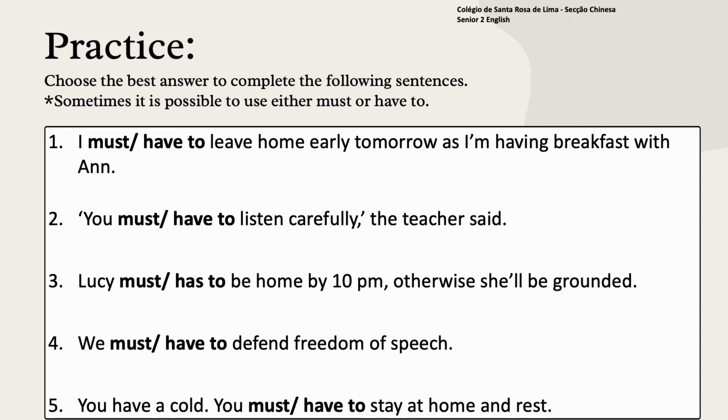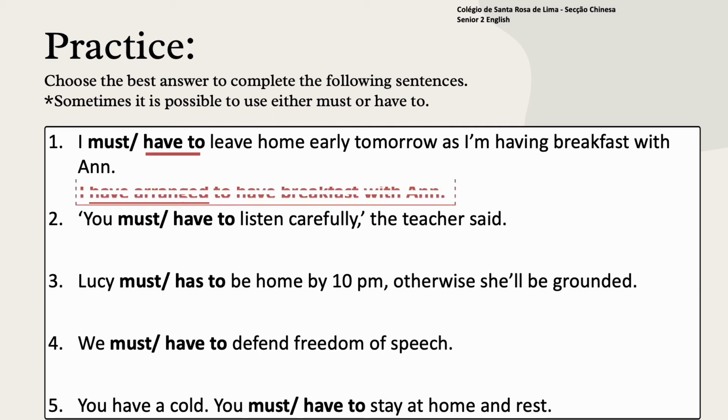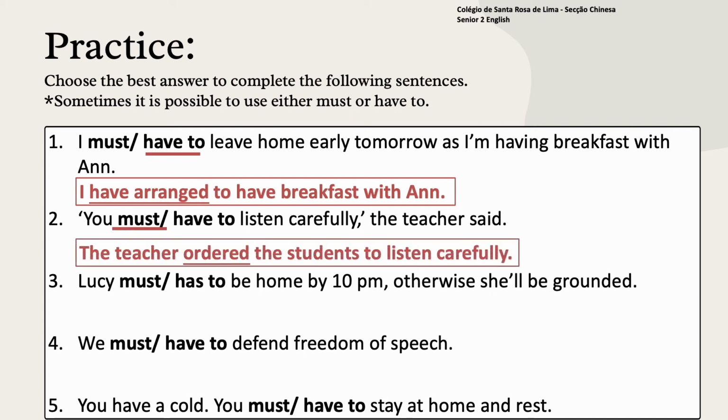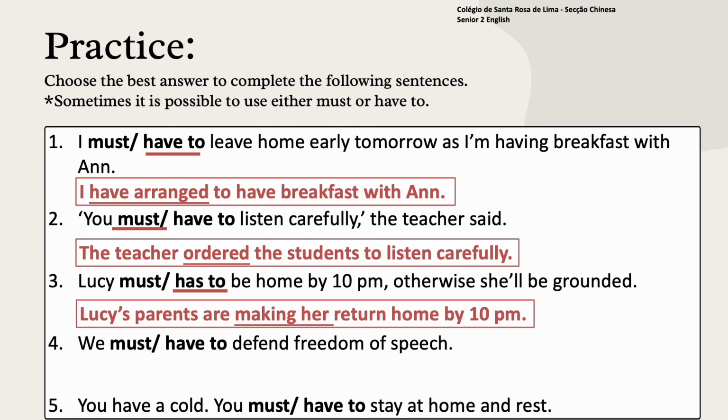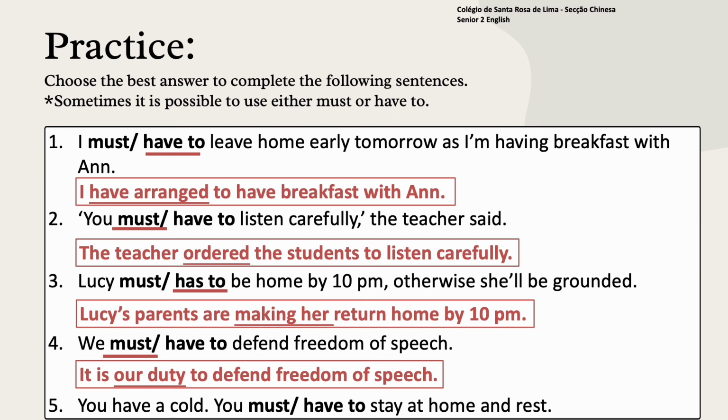Now, let's check the answers together. Question 1. The answer is have to, because I have arranged to have breakfast with Anne. Question 2. The answer is must, because the teacher ordered the students to listen carefully. Question 3. The answer is has to, because Lucy's parents are making her return home by 10 p.m. Question 4. The answer is must, because it is our duty to defend freedom of speech.